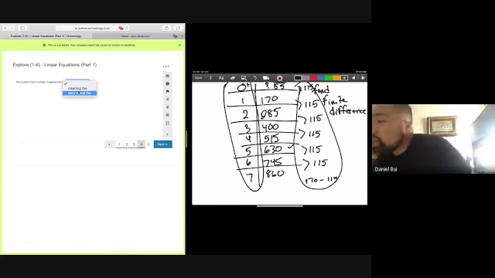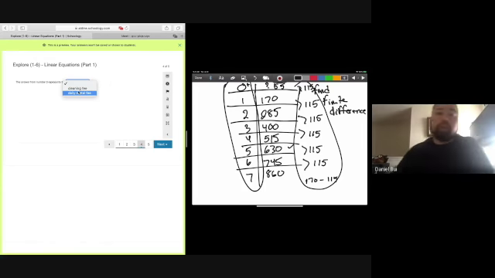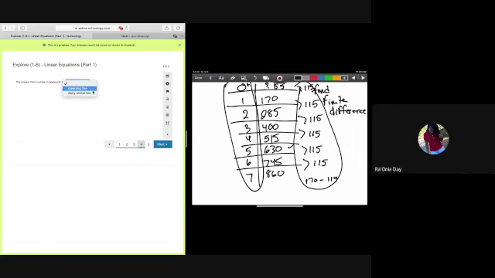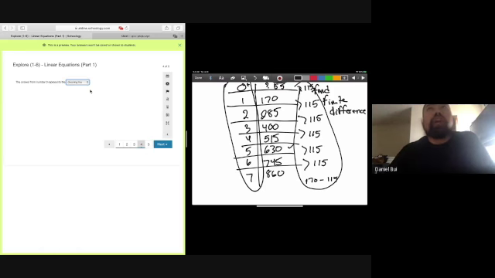Well, let's read it. Miranda and her family spend a number of days on the beach. They plan on renting a beach house, and that has a fixed cleaning fee and a daily rental fee. So if it's not the rental fee, what is it going to be? The cleaning fee.